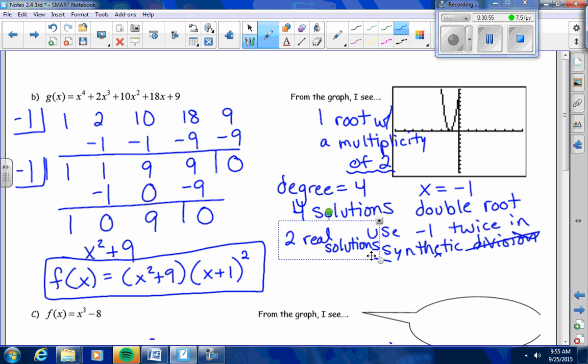Okay? And then what's going to be my other 2 solutions? X squared plus 9. If I actually solve that for x, it's going to give me what kind of number? Imaginary. So I'm actually going to have 2 imaginary solutions if I actually solve that one any further.